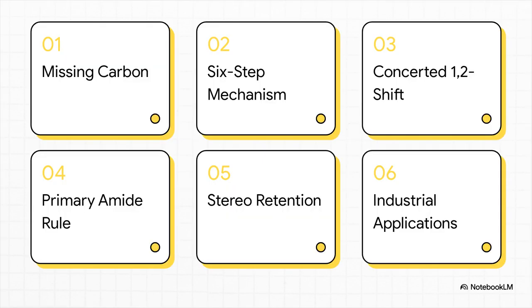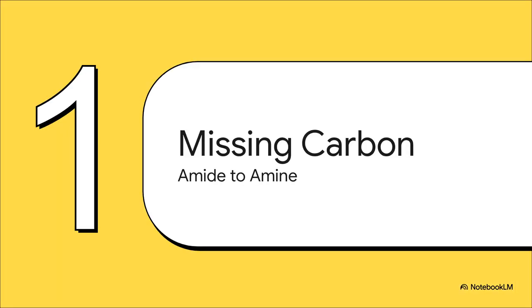To keep us from getting lost in the weeds, here is our roadmap for the explainer. We'll cover 1. The missing carbon transformation, 2. The 6-step mechanism, 3. The concerted 1-2 shift, 4. The primary amide rule, 5. Perfect stereochemical retention, and finally, 6. Real-world industrial applications.